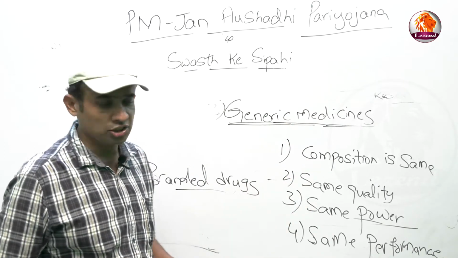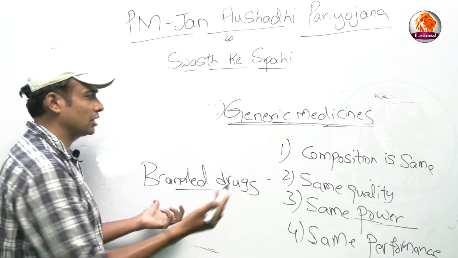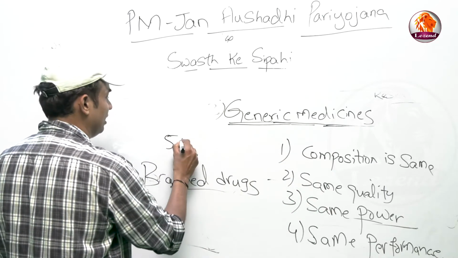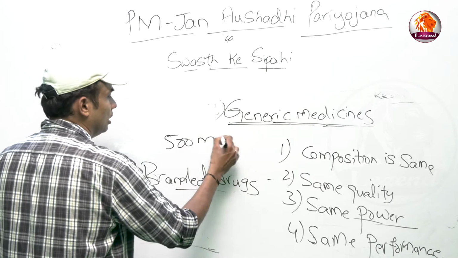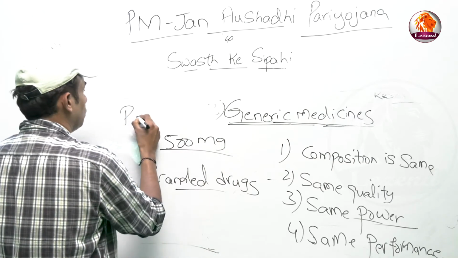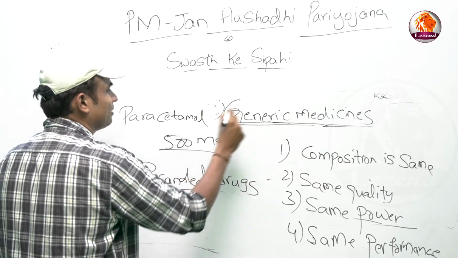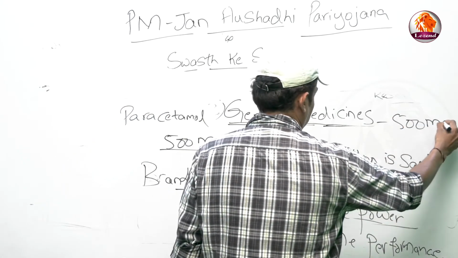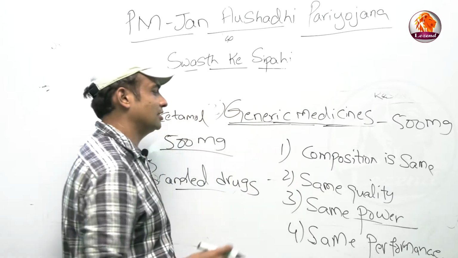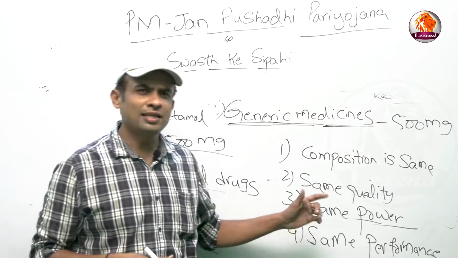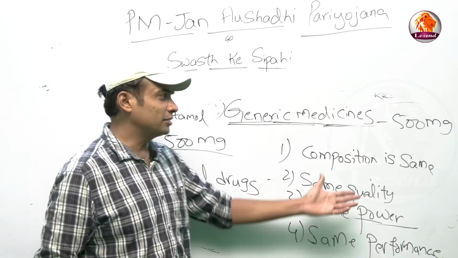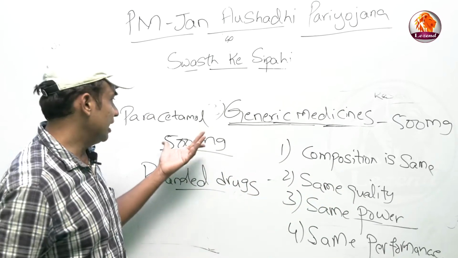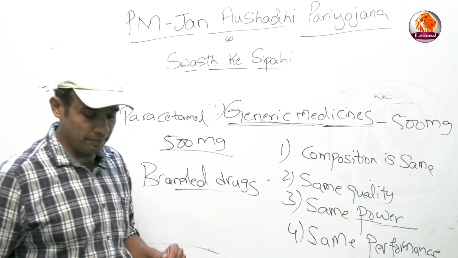There is no differentiation. In the branded drug the composition will be 500 mg, as the normal paracetamol dosage is 500 mg, and the generic paracetamol also has a dosage of 500 mg. The composition is the same, the dosage is the same, the quality is the same, and the performance is also the same. So there is no difference between a generic medicine and a branded medicine.